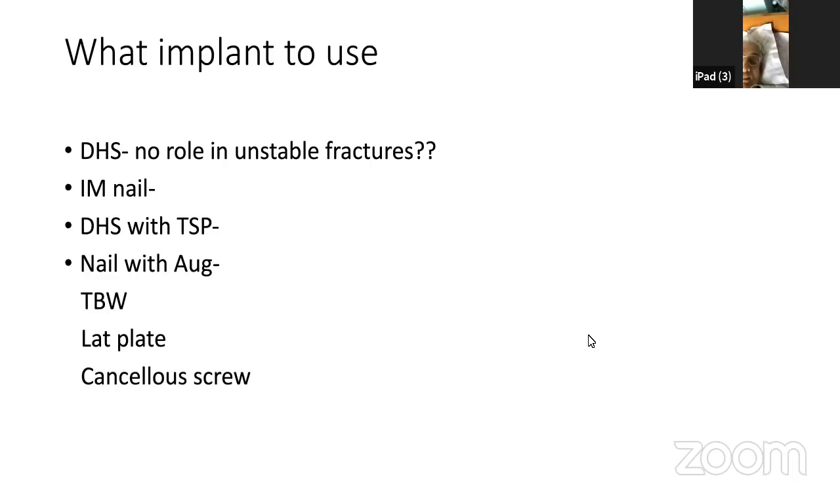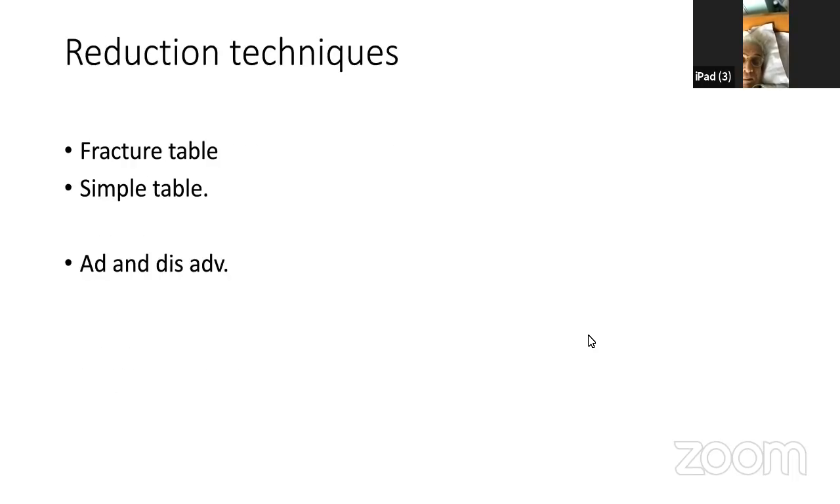All right. So we'll go further. Whether you want to use a fracture table, a simple table, or both, what are the advantages and disadvantages? Some people were discussing training with the simple table and the fracture table. So, what do you do? Do you use a traction table or a simple table to do unstable trochanteric fractures?